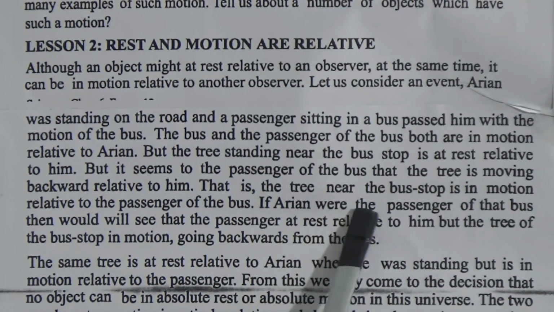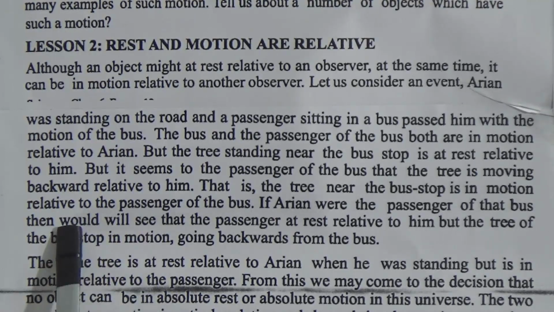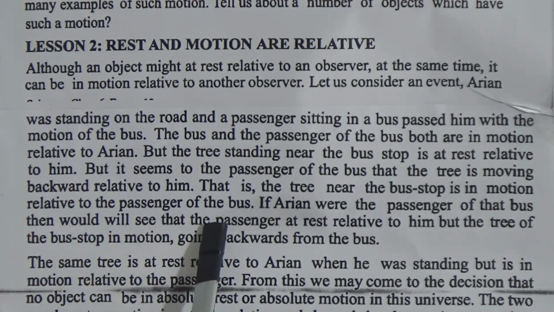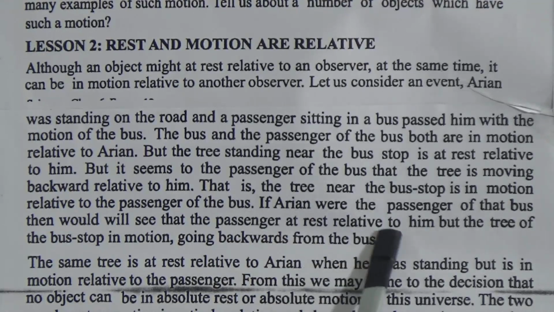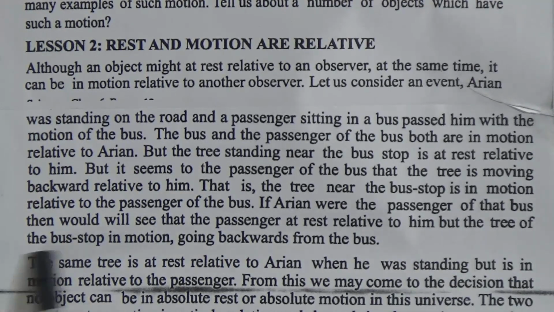If Aryan were a passenger of that bus, then he would see the passenger at rest related to him. That means when we are traveling, we will find every passenger at rest. But when we stand on the roadside, we will find the bus and passengers both in motion, and the tree of the bus stop going backwards from the bus.